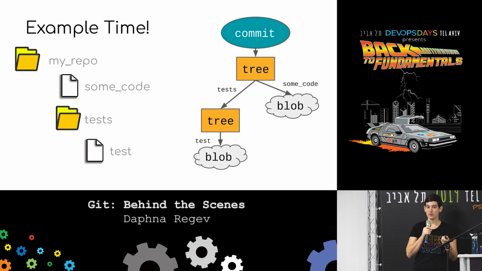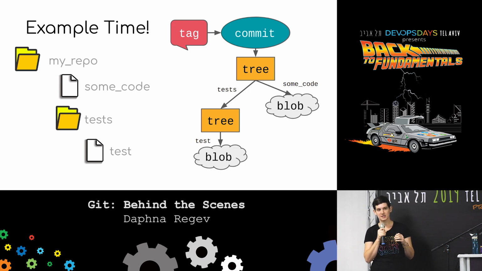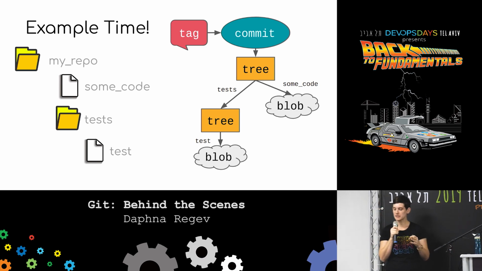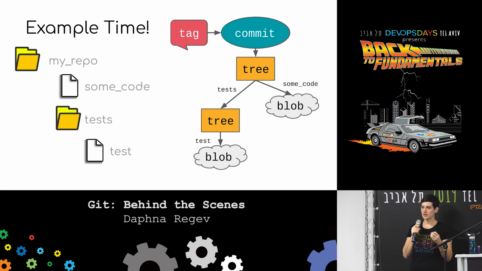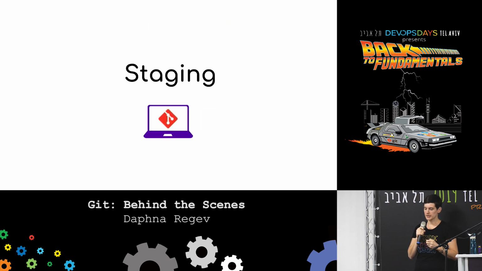And after that, our fourth object is the tag. There are 2 types of tags in Git. It doesn't really matter, but the important thing is that a tag enables us to name a commit. Usually this will be, for example, this is version 2.0 and this is version 2.1, and it's pointing at a specific commit. Okay, so now we understand what a commit is, but how do we create it? And for this, we have the staging area.